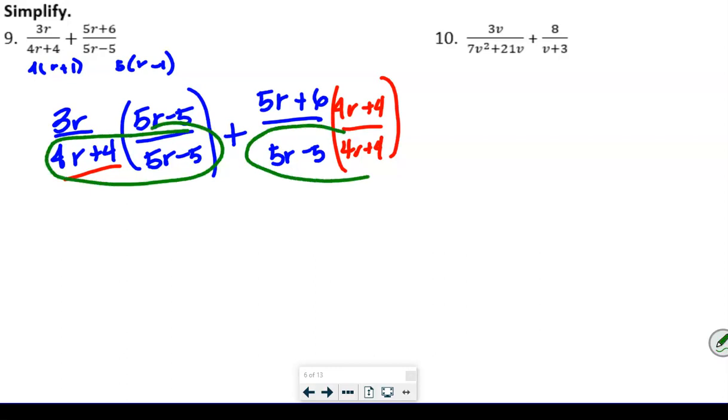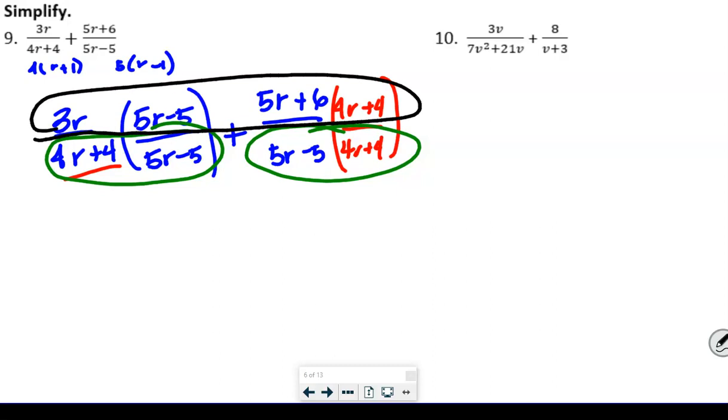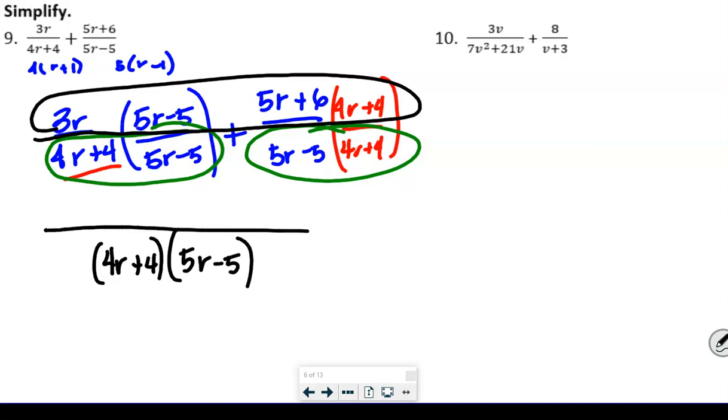This and this are the same thing. Once we have that, then we can just work with the top, okay? And we're going to put it all over that common denominator. So our common denominator is going to be 4r plus 4 times 5r minus 5. And now we're just going to multiply across the top, right? So 3r times 5r is 15r squared. 3r times negative 5 is negative 15r.